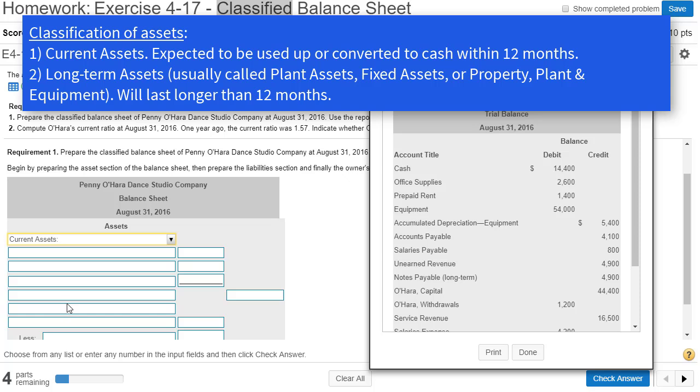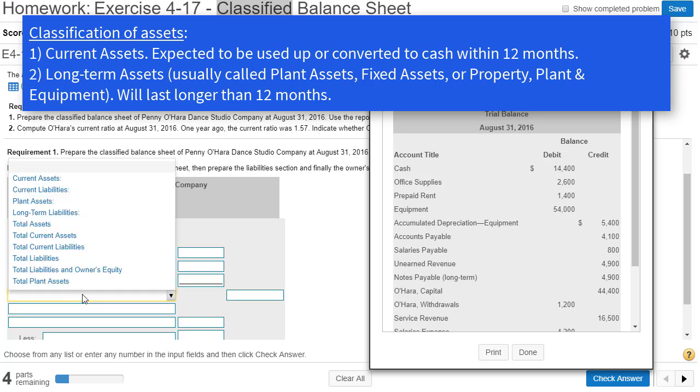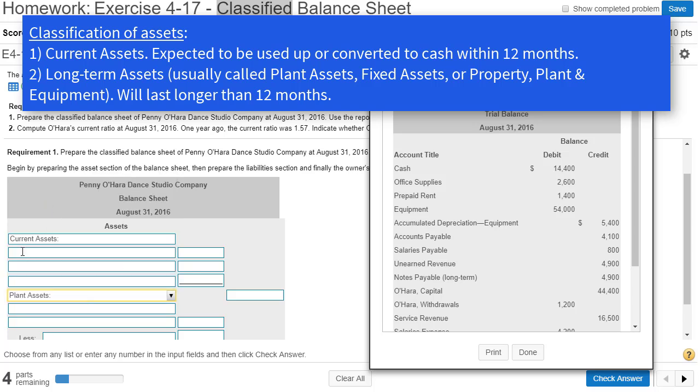Now, the long-term assets are never called long-term assets. They're called plant assets or fixed assets or property, plant, and equipment. This company calls them plant assets. So again, we have two types of assets. Current assets will go here, and then our plant assets go here. So let's figure out which of these assets are going to go under current assets.